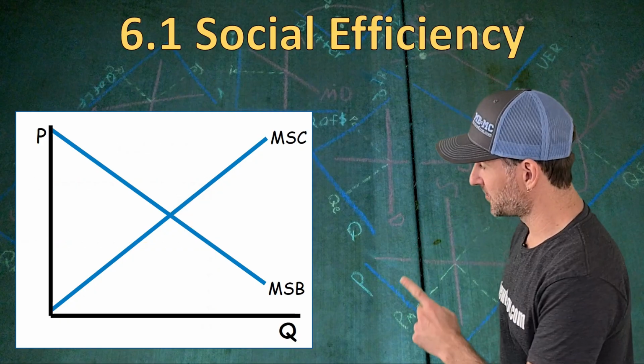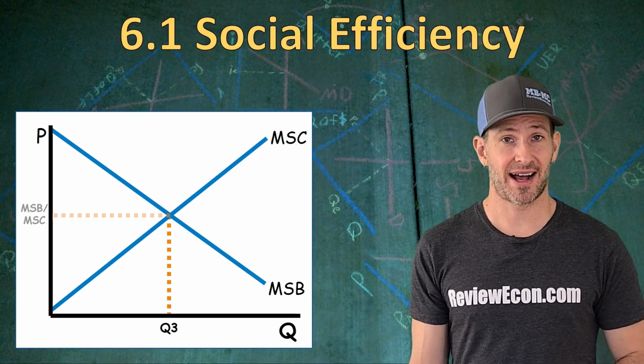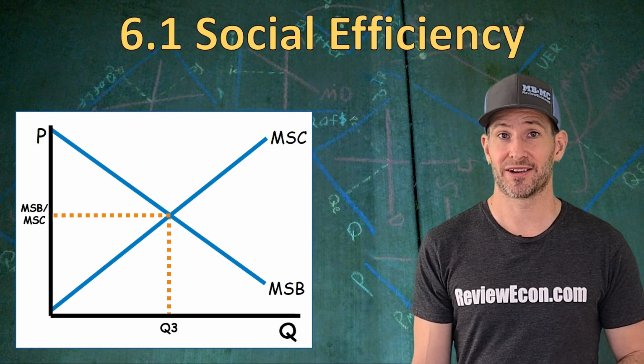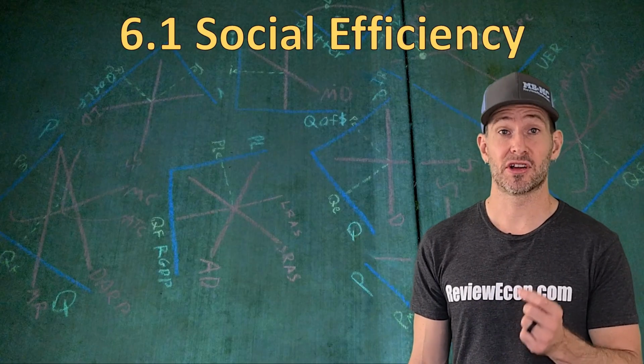If we produce here at Q3, that is where marginal social cost equals marginal social benefit. That is our allocatively efficient quantity of output here. Allocative efficiency is often called socially optimal.